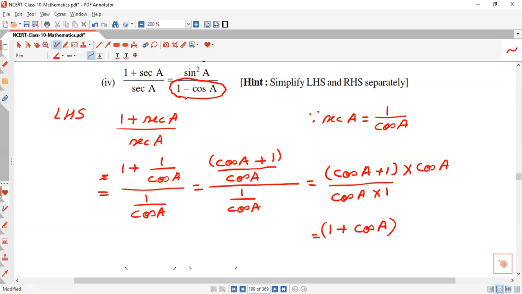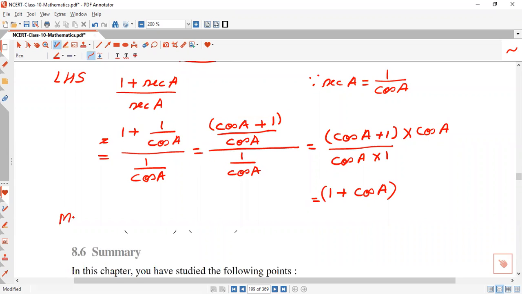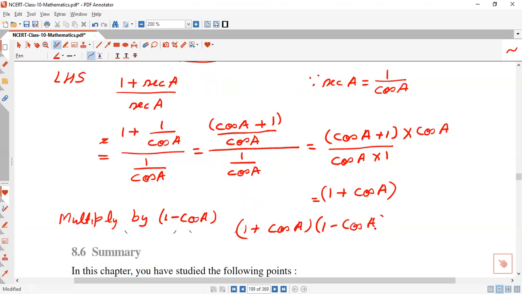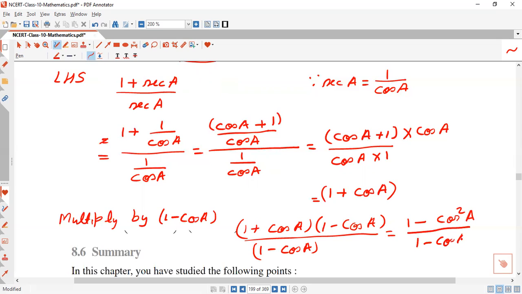I need here 1 minus cos A, so I multiply the numerator and denominator by 1 minus cos A. We get 1 plus cos A multiplied by 1 minus cos A, divided by 1 minus cos A. Using A plus B, A minus B, this becomes 1 minus cos square A upon 1 minus cos A. And 1 minus cos square A, we know, is sin square A upon 1 minus cos A. That is the answer of this question. Proved.